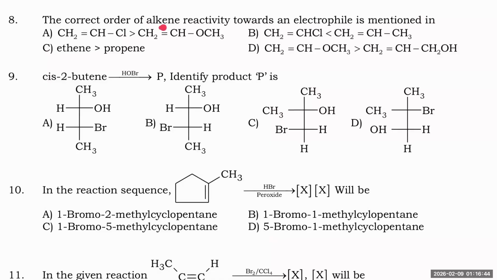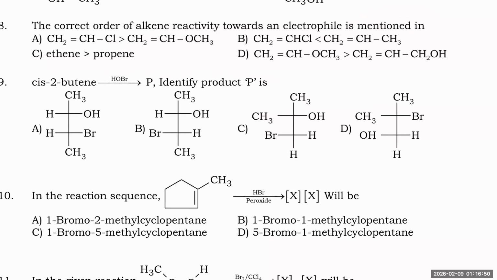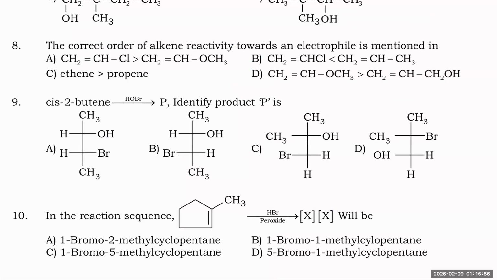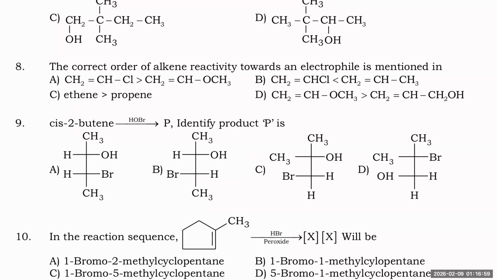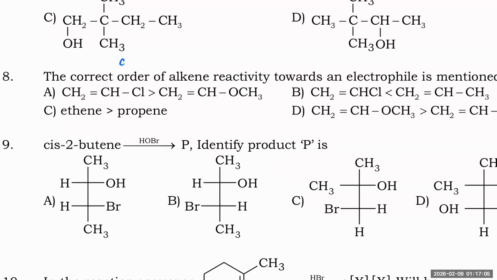The correct order of alkene reactivity towards an electrophile is mentioned in which case? Check. First case, if at all I make a carbocation here, right? So let me address the first option A case. Imagine I added a proton here and then I got CH plus and Cl. And on the other hand, I got CH3, CH plus and OCH3. See, oxygen has a lone pair which can strongly support it.